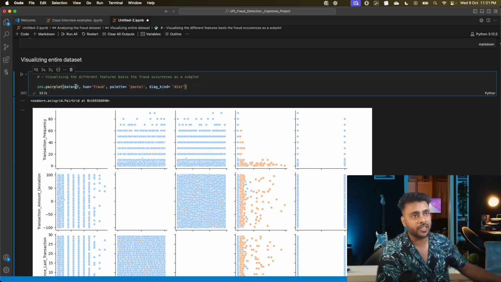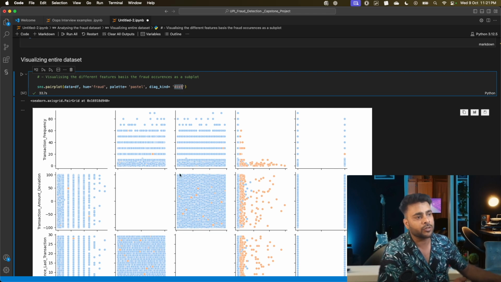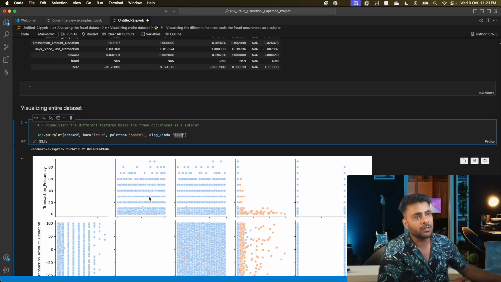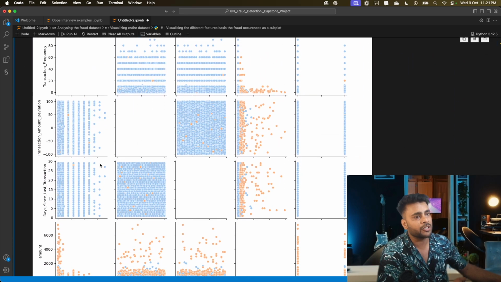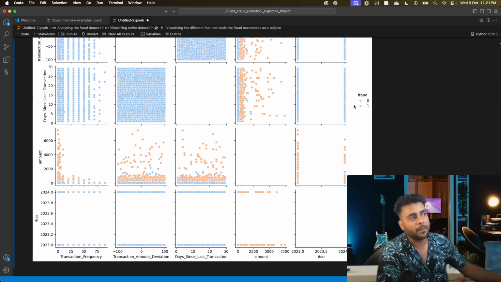I've defined my dataset as the entire data, which is df. I want to see the difference between fraud and non-fraud, so I define my target variable as hue. My color palette is pastel, and you can choose the distribution of your choice. For example, I've given dist, and it is showing me the distribution like this. When you run this, it shows you the relationship of two variables. For example, blue means non-fraud and orange means fraud.